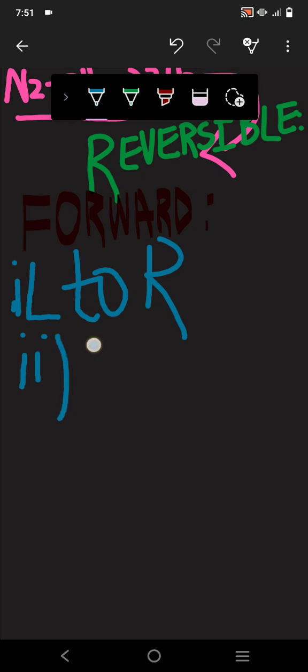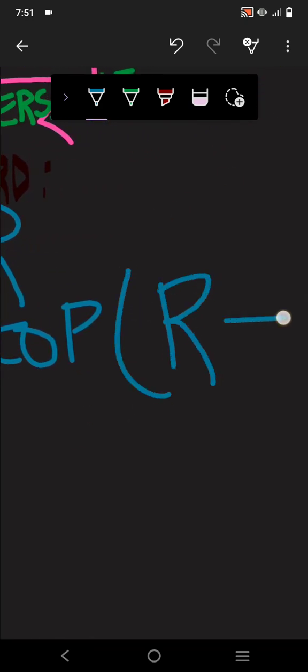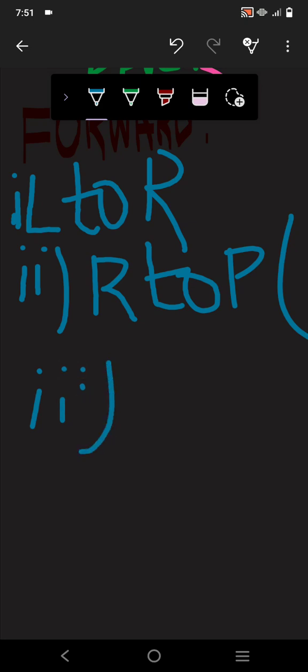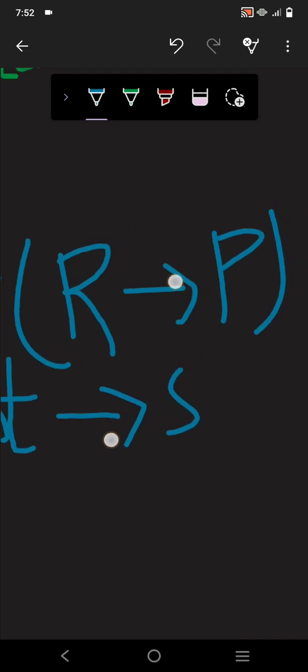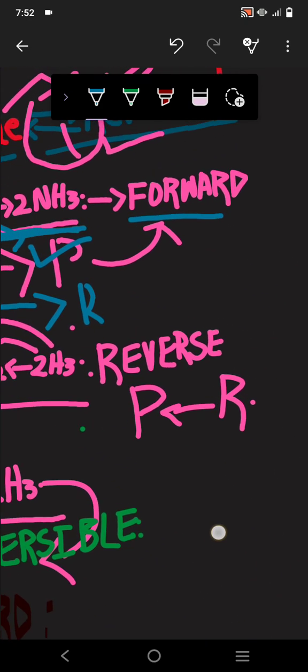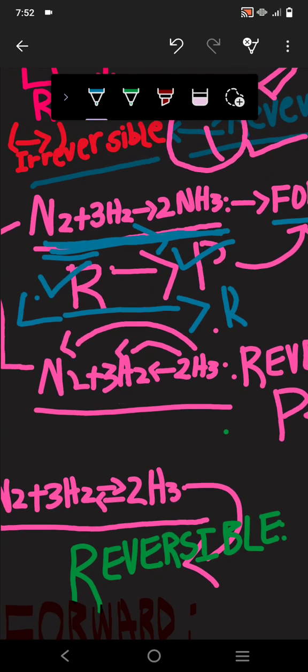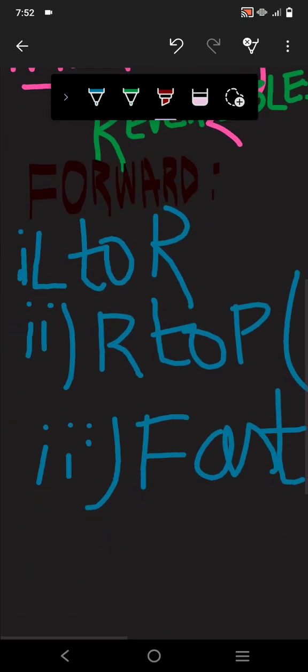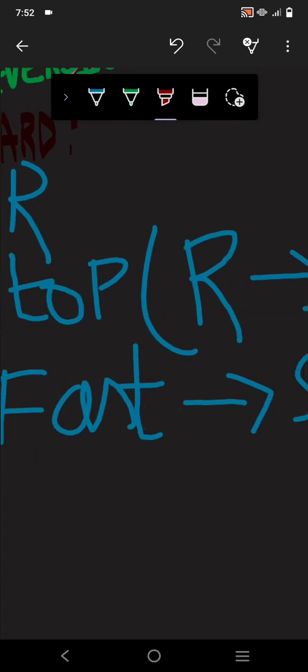The second point is that the reactants are converted to product. Initially the forward reaction is fast, but gradually it becomes slow. Let's see an example over here. As you can see, these moles are being converted into this, so they react fast, but at the end the rate will be slow because the product is building up over here. So initially it will be fast, then gradually it will become very slow.